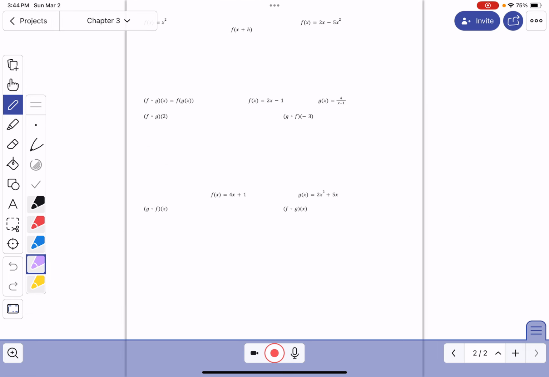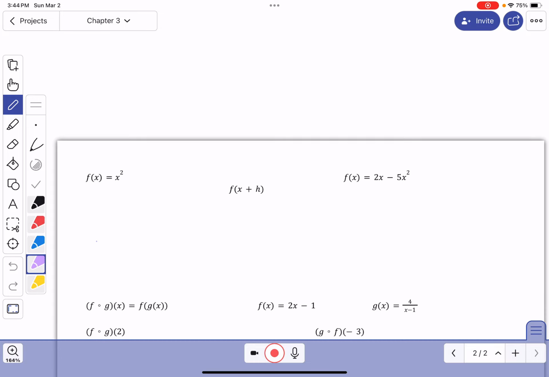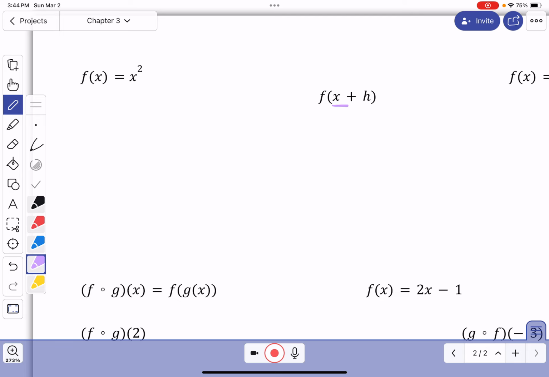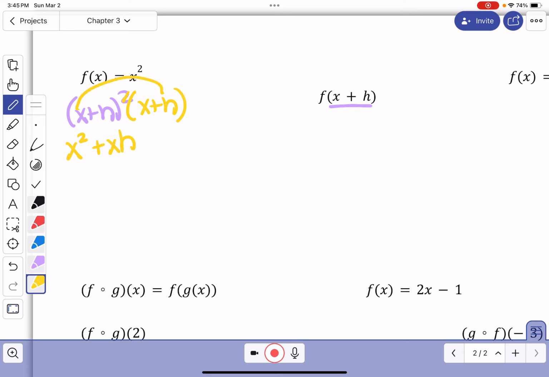Let's look at a couple more. So if we go over here, we have f of x plus h. So this is saying plug in x plus h for x and then simplify. So if I did this one, I would rewrite x squared as x plus h squared. Squared means you have two of these, and then we'd FOIL. So x times x is x squared, x times h is xh, h times x is xh, and h times h is h squared. Combine like terms, we get this.